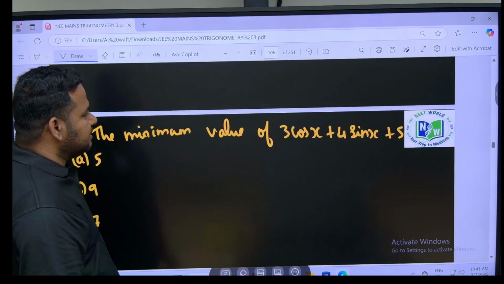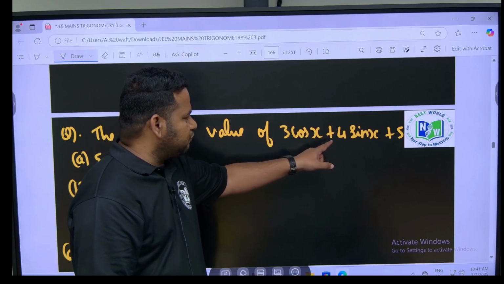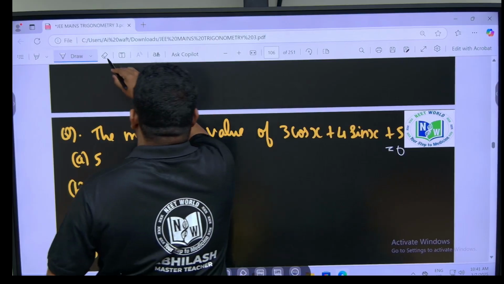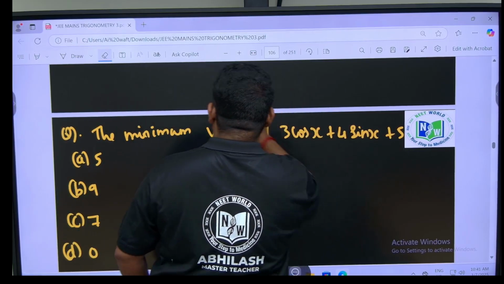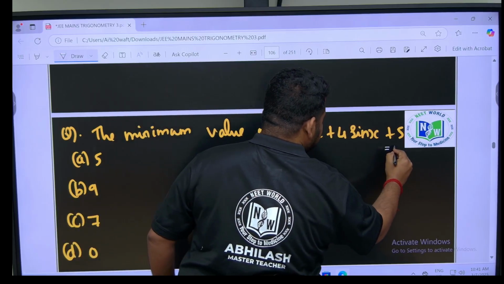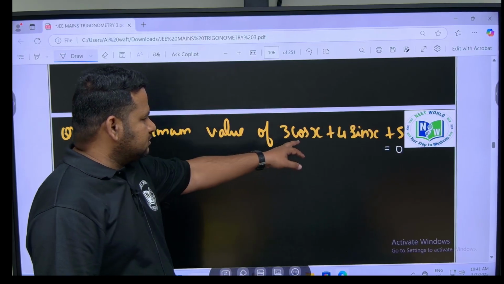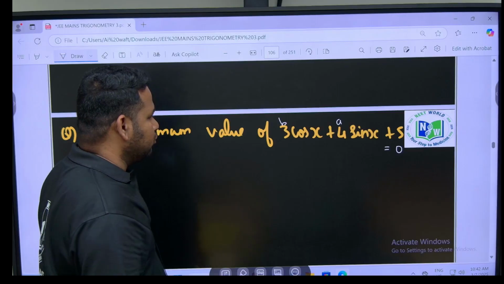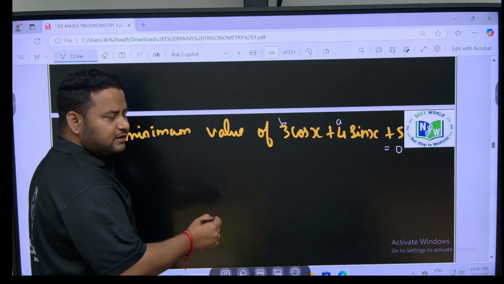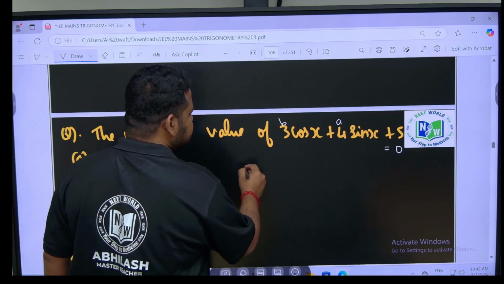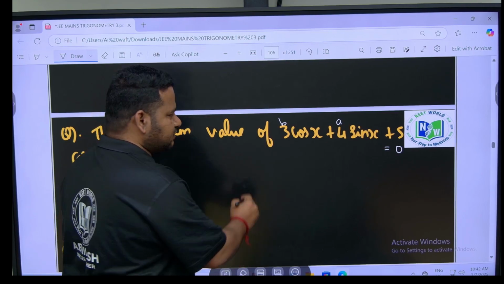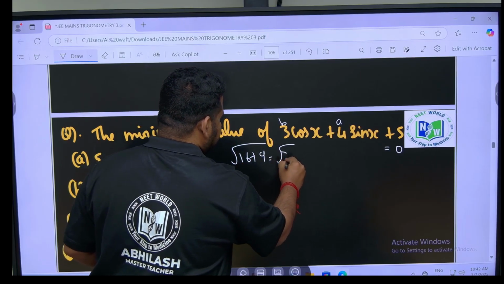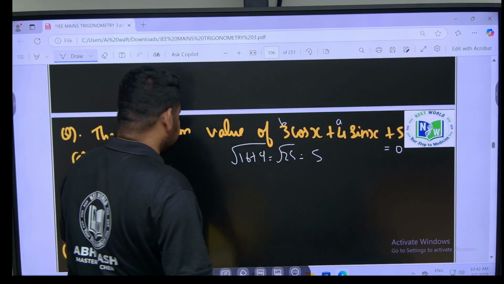They are asking the minimum value of 3 cos x plus 4 sin x plus 5, which is equal to 0. So look at this, friends. This is a, this is b. They are asking the minimum value. First let us find root of a square plus b square. Root of 4 square plus 3 square, that is 16 plus 9, which is nothing but root of 25. That you will get as 5.